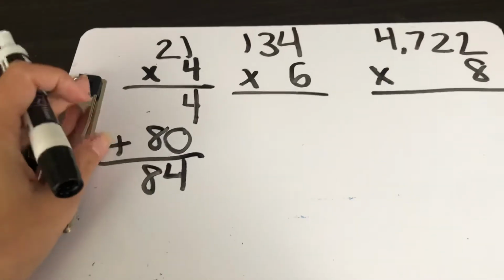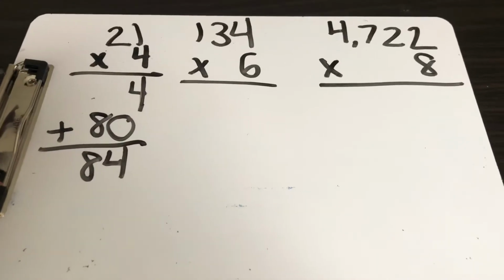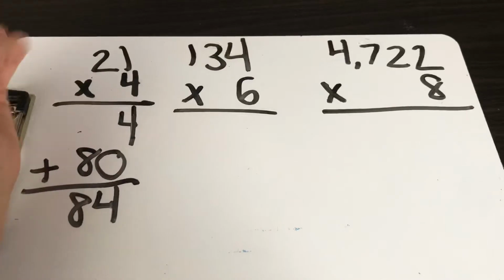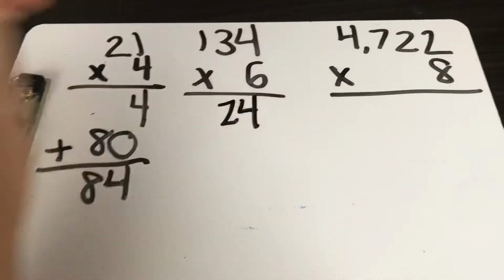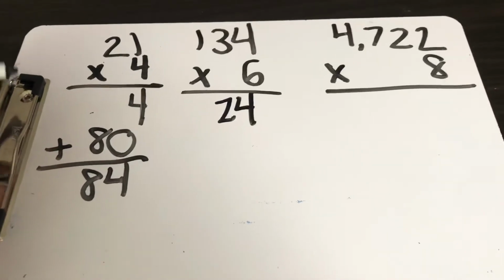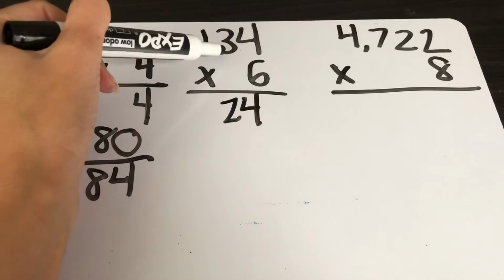Moving on to multiplying a one-digit number by a three-digit number using partial product. It's going to look very similar. We start in the ones place. 6 times 4 is 24. We go ahead and write that down. Then we have to multiply the tens place. But again, we're not doing 6 times 3. We're doing 6 times 30.